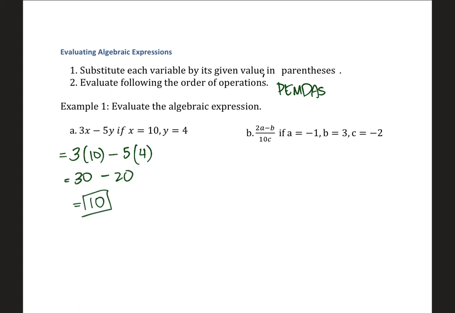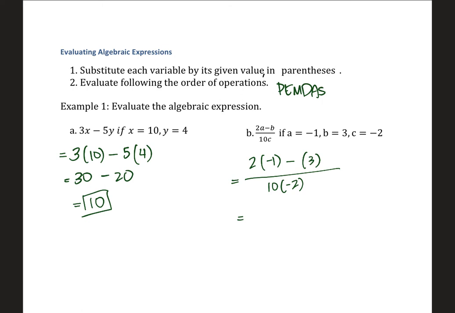For letter B, first step would be to substitute them in. A is negative 1, so we have 2 times negative 1 minus 3 over 10 times negative 2. And now we'll evaluate using PEMDAS.